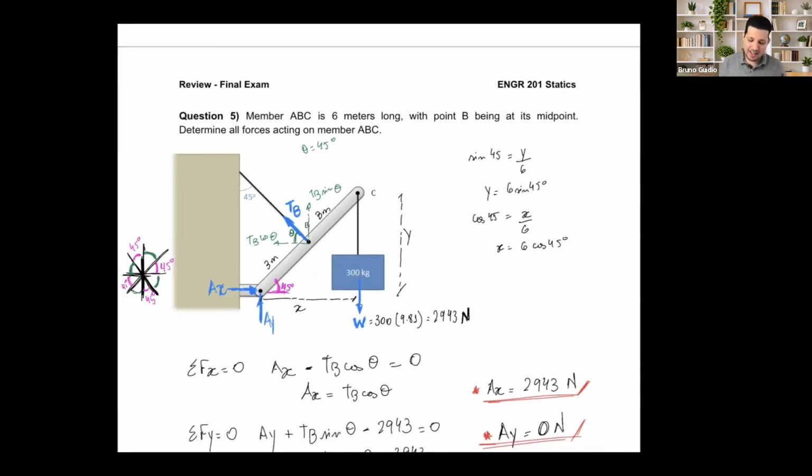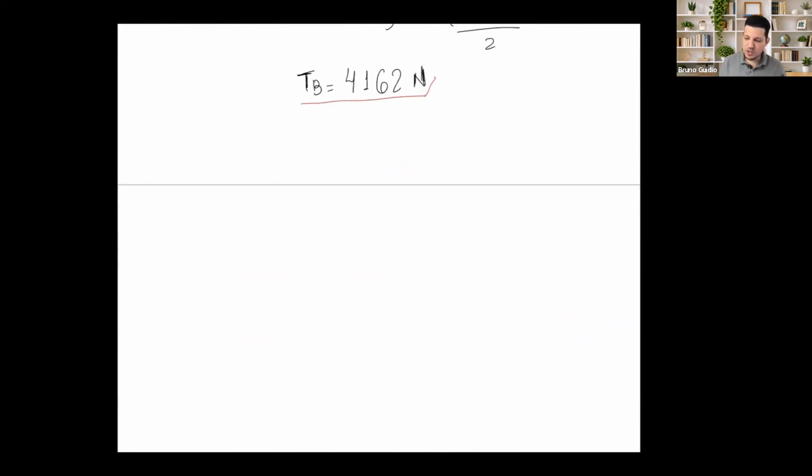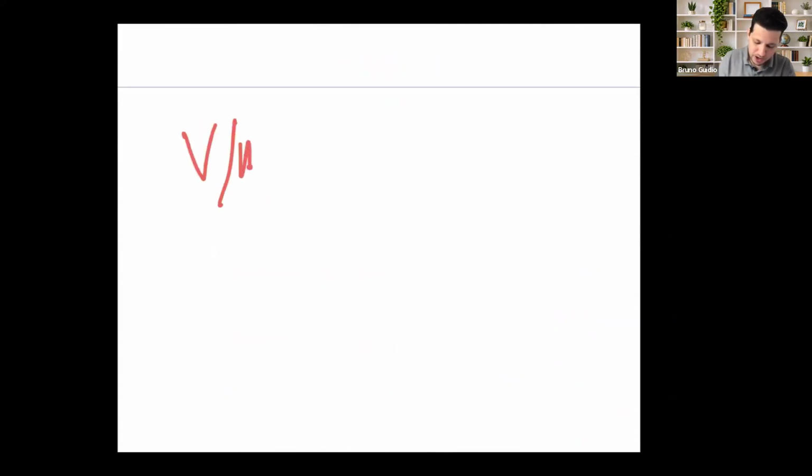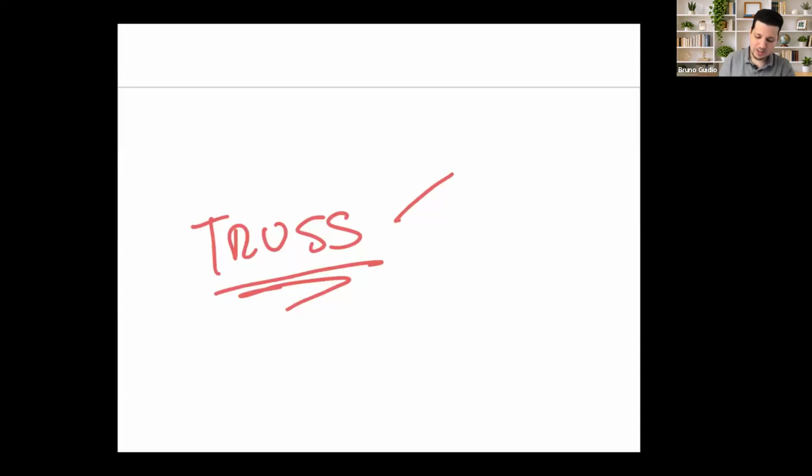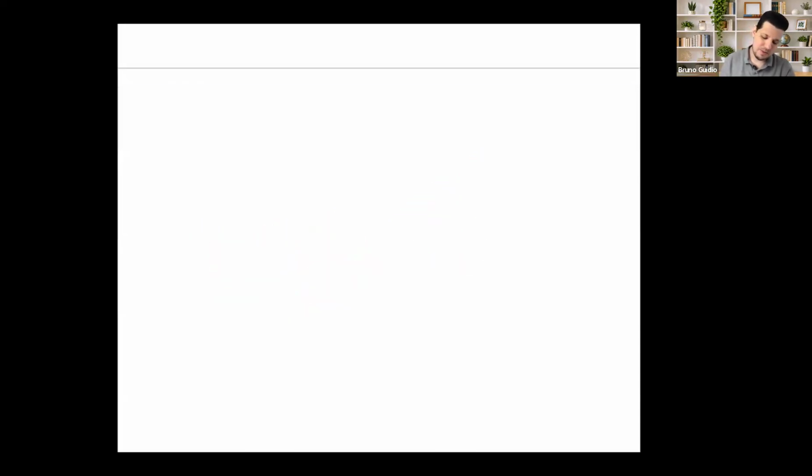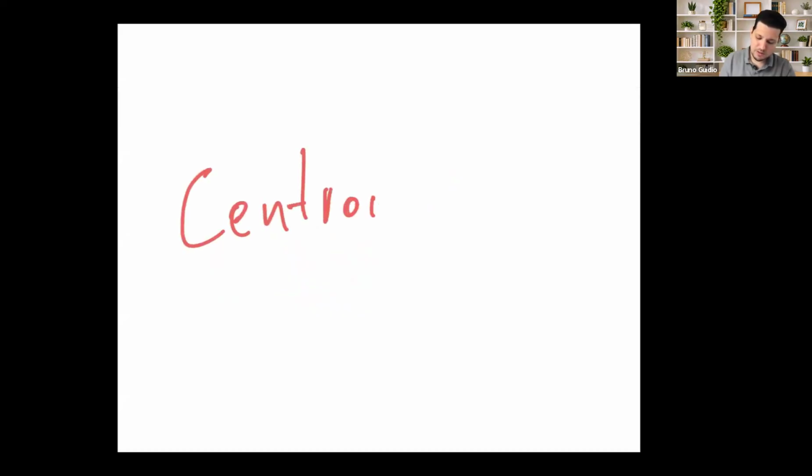Again, before I go to the homework: shear moment diagram, don't forget. Truss. Okay. Select joints or sections. Okay. And then centroid.